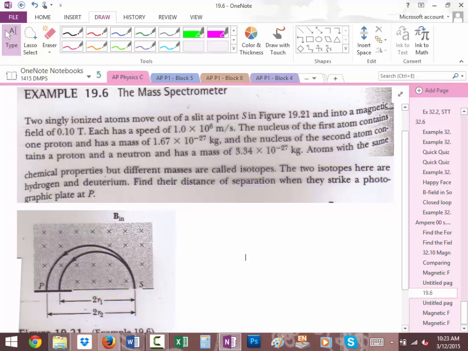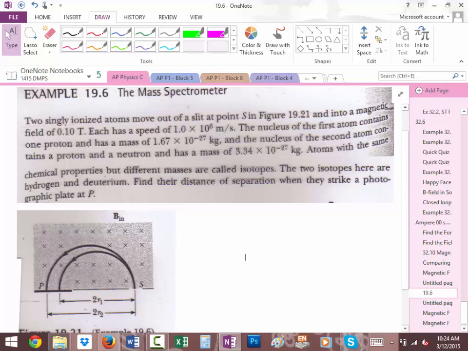It says the nucleus of the first atom contains one proton, and has a mass of 1.67 times 10 to the negative 27. The nucleus of the second atom contains a proton and a neutron. Would that be deuterium? Yeah, it's deuterium, heavy hydrogen, a hydrogen with just a neutron, and has a mass of 3.34 times 10 to the negative 27. Atoms with the same chemical properties and different masses are called isotopes. Two isotopes here, hydrogen and deuterium. Oh, it says it right there. If you just read ahead, then you know.